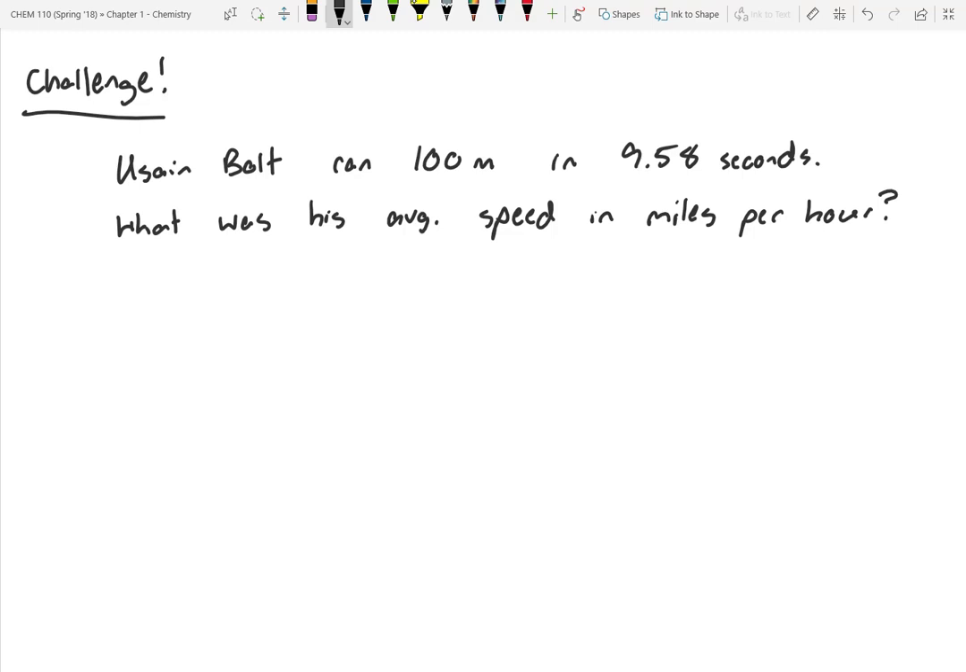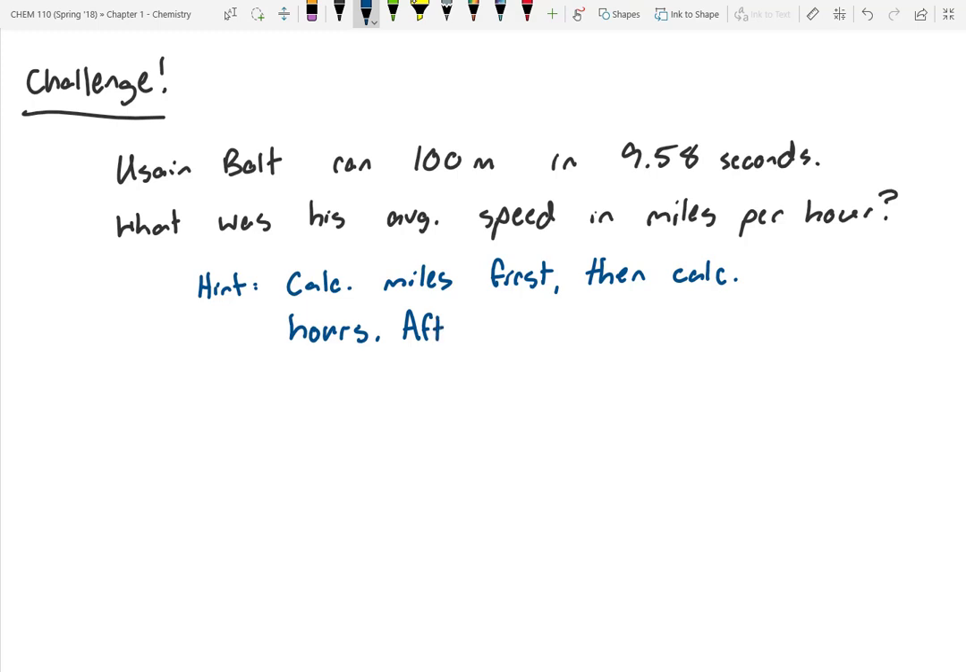A little bit tricky, but I'll give you a hint. My hint is calculate miles first, then calculate hours, after that divide.